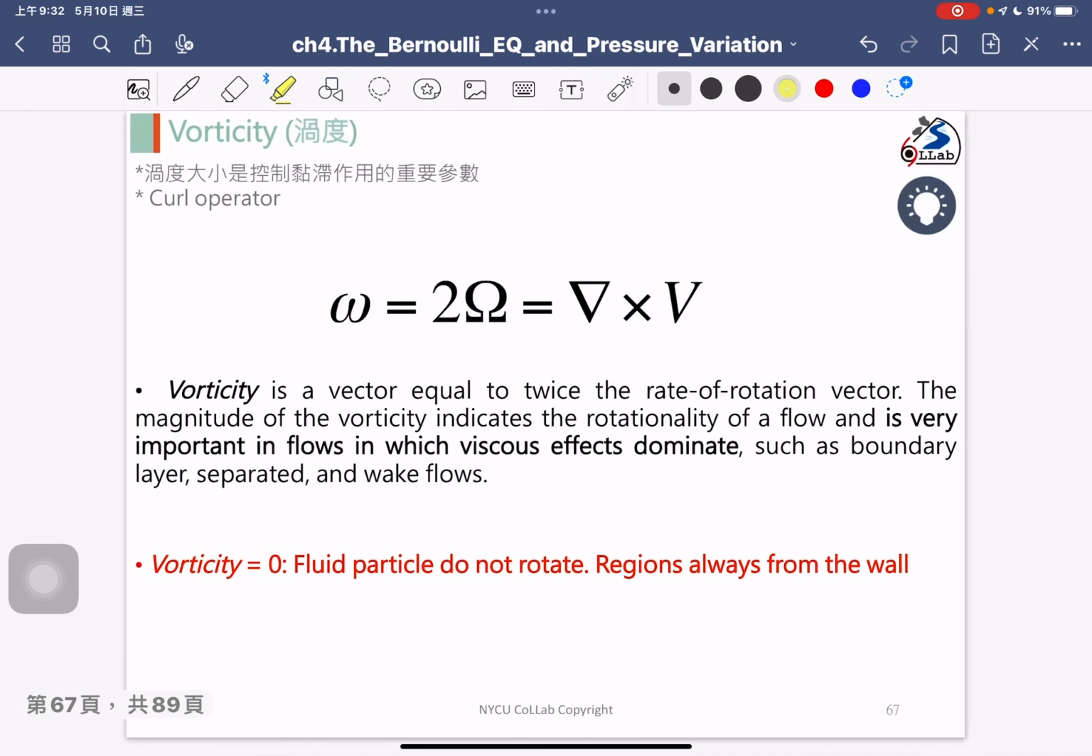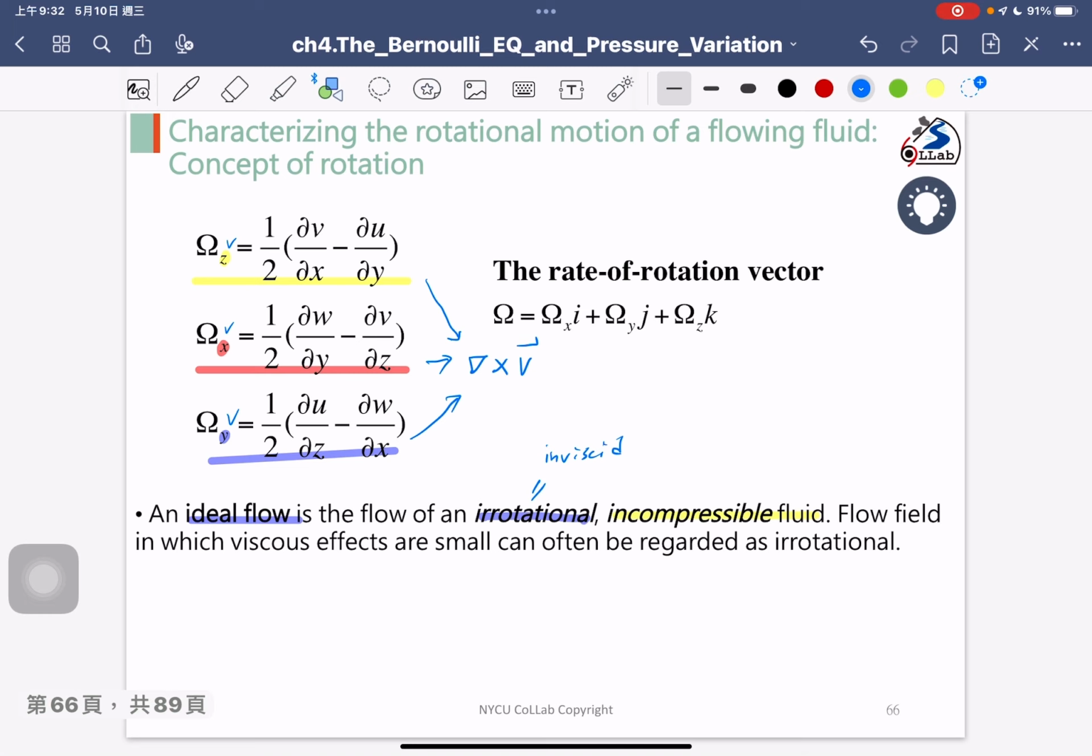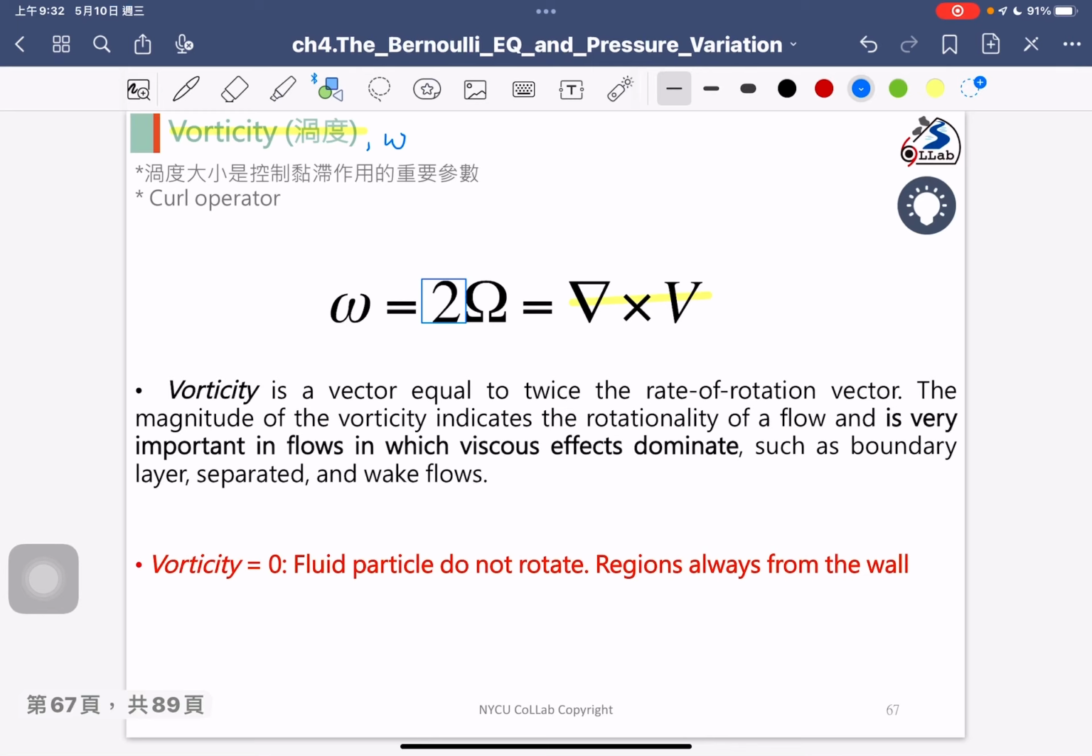In the next slide, we will define one important parameter that we call the vorticity. Usually we use omega, and omega equals the spatial gradient crossed with the velocity vector. The reason there is a 2 times is that in the previous slide we always have the 1/2.